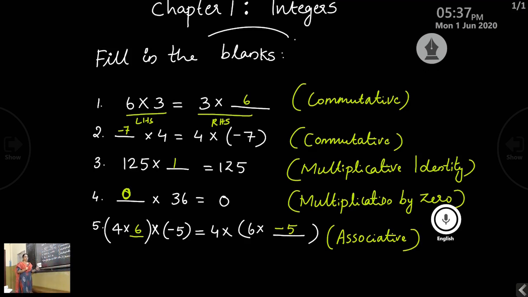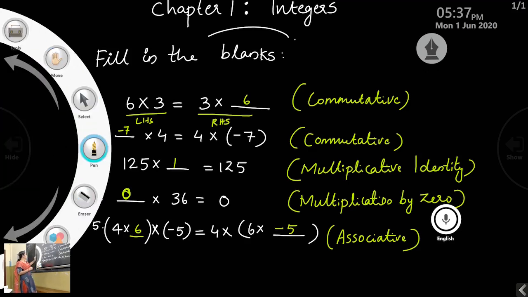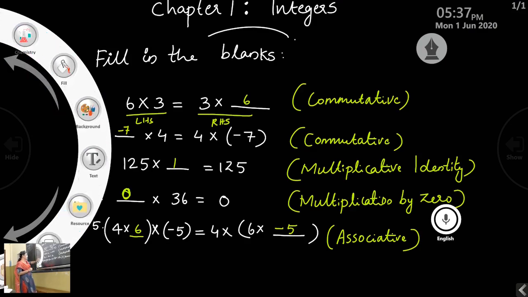Okay, there are some more questions according to these properties that we can do in the next class. So you want to study all these properties very well.